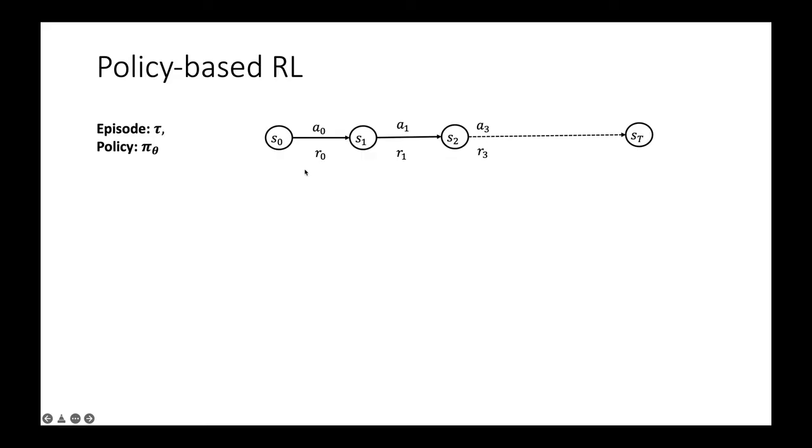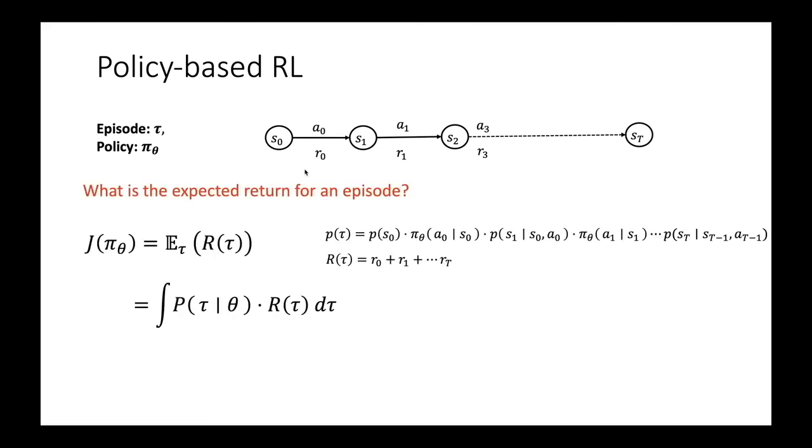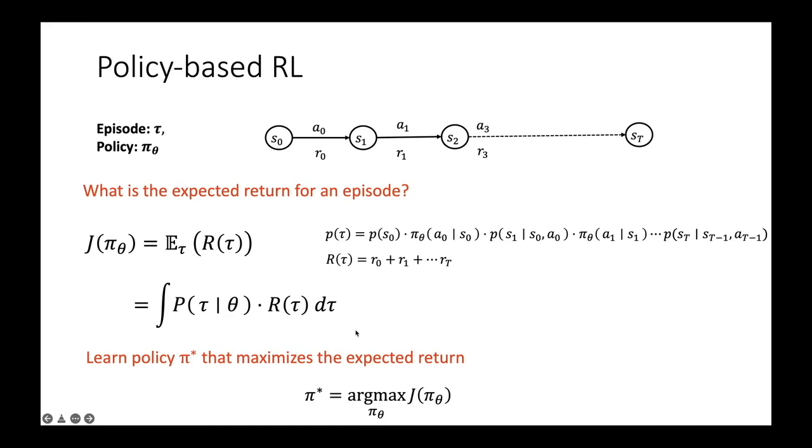Anyway, now when we look at the return of an episode, it is defined as the sum of all the rewards that we would collect within an episode. And the expected return is an expectation over that return. This return is a random variable because of the state transitions that are involved, which is why we take an expectation. Then the idea is to find a policy which maximizes the expected return.